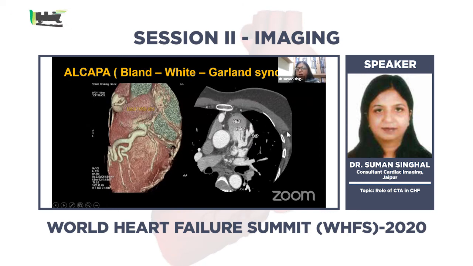All the congenital malformations are very well seen on CT. This was a patient of ALCAPA, just an image to show that there was the origin of abnormal left main from the pulmonary artery, and large intercoronary collaterals were there. This was an adult patient.